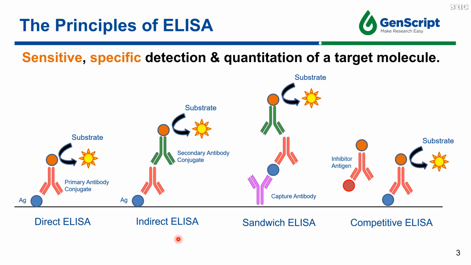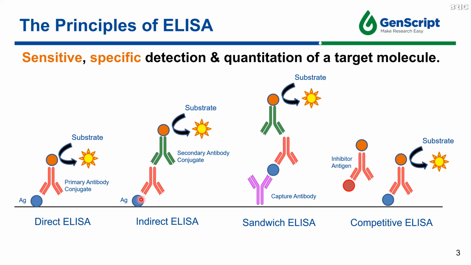There are several different types of ELISA. Here I will discuss the common ELISA we normally use. First, this is the direct ELISA. Antigen is immobilized on the plate and a primary antibody conjugated to an enzyme binds to the antigen. After that, incubate with an enzyme substrate. There is a colorimetric change. The more antigen in the sample, the more color you can see.